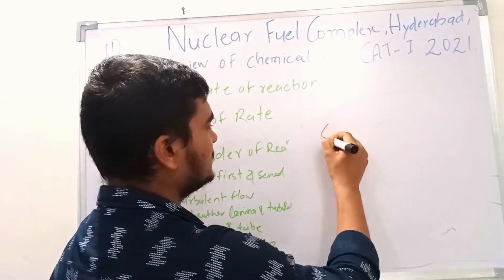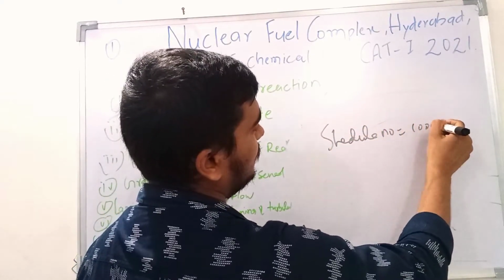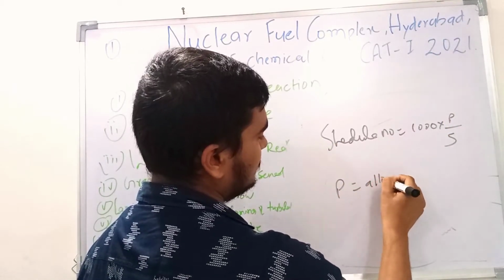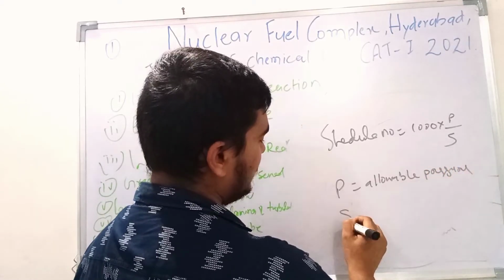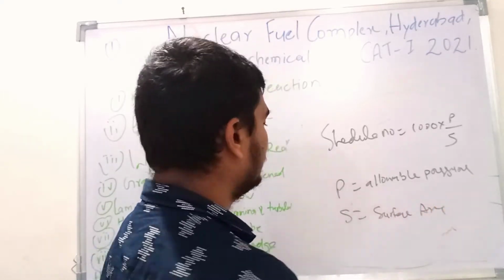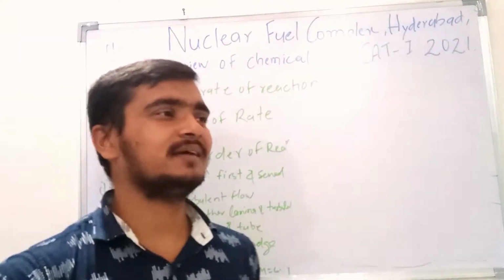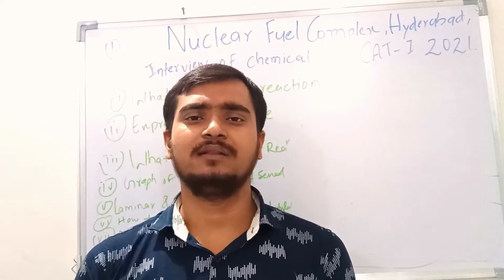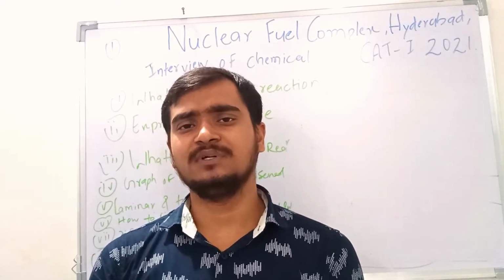That means schedule number is equal to 1000 into P upon S, where P is the allowable pressure and S is the surface area. Okay. And another difference between pipe and tube is that pipe is rougher than tube, and pipe is generally circular while tube may be non-circular.